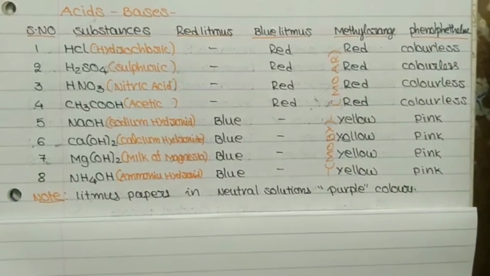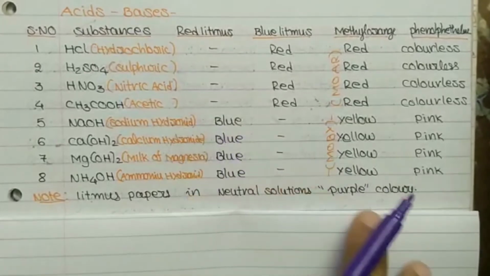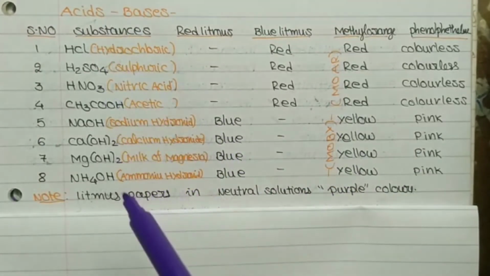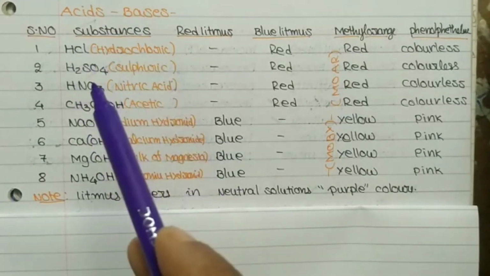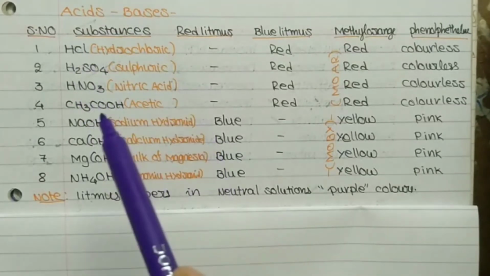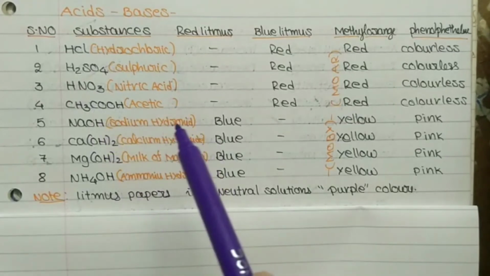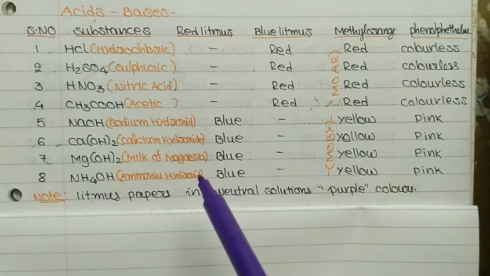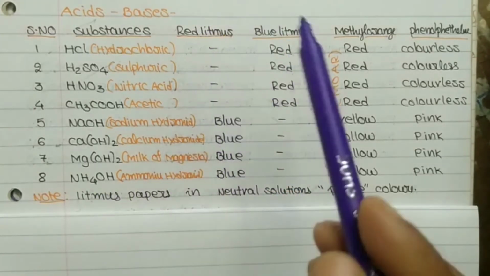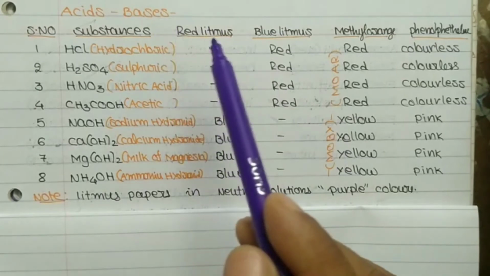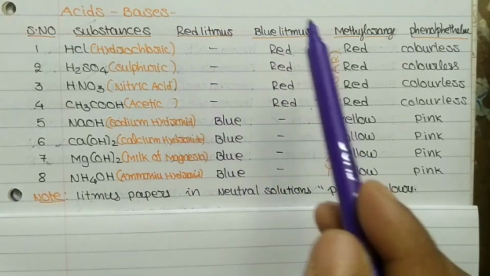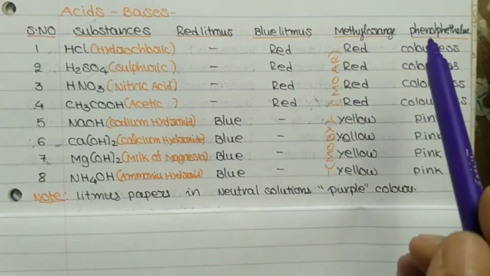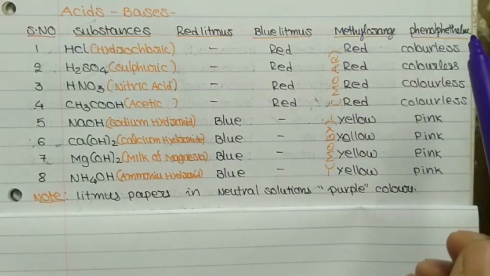So we have to identify these colors in table form. This table is very important at 10th class level. So listen, here some substances are given: hydrochloric acid, sulfuric acid, nitric acid, acetic acid, sodium hydroxide, calcium hydroxide, magnesium hydroxide, and ammonium hydroxide. Then the indicators: red litmus paper and blue litmus paper, and these two synthetic indicators, methyl orange and phenolphthalein.